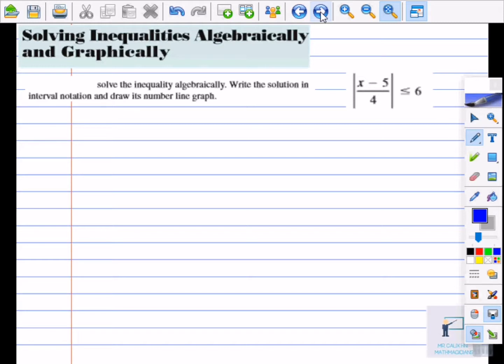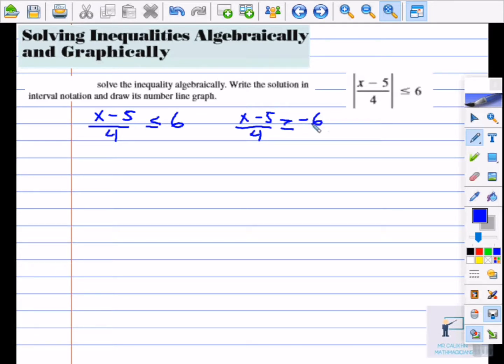We solve absolute values one way. We separate them. We copy the way that you see your absolute value right now: (x minus 5)/4 is less or equal than 6. And then we find the opposite of it. So it will be (x minus 5)/4, and now, this was less than, now it's going to be greater or equal than, and it was positive 6, now it's going to be negative 6.